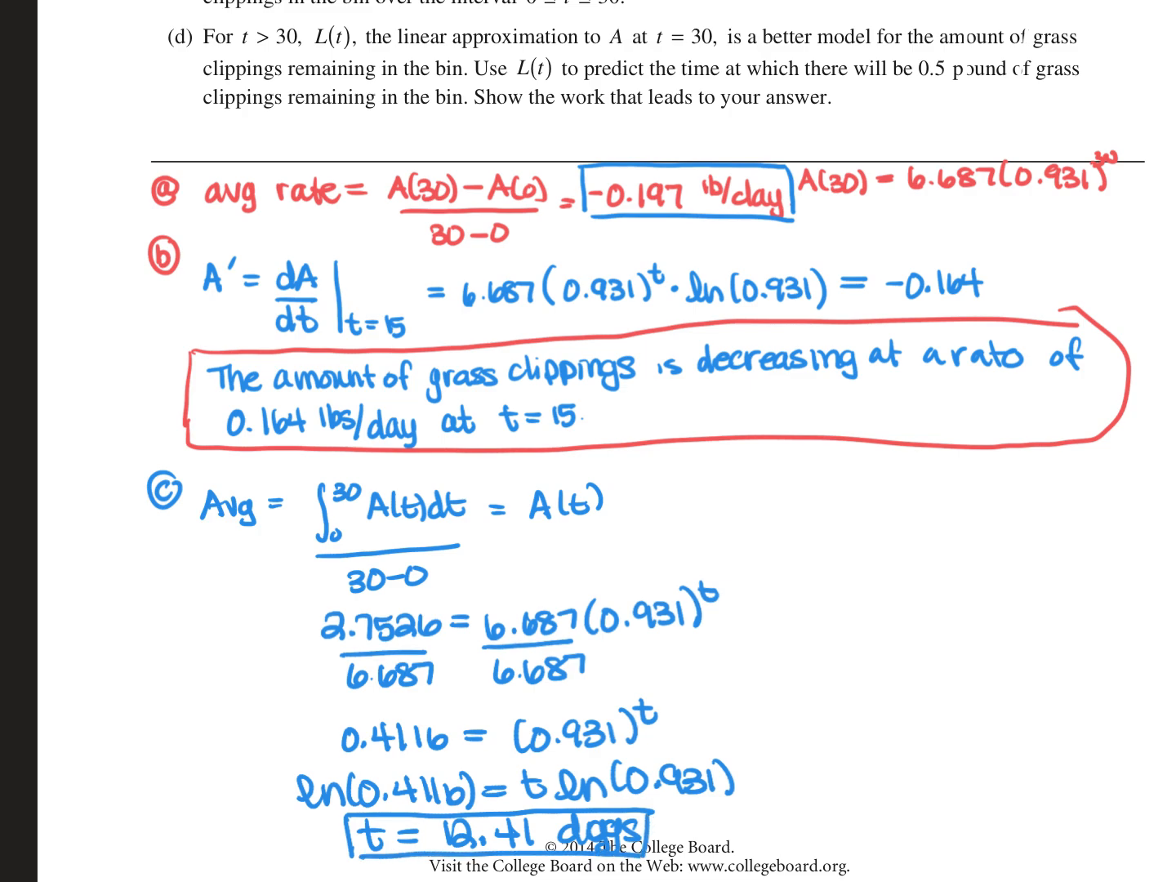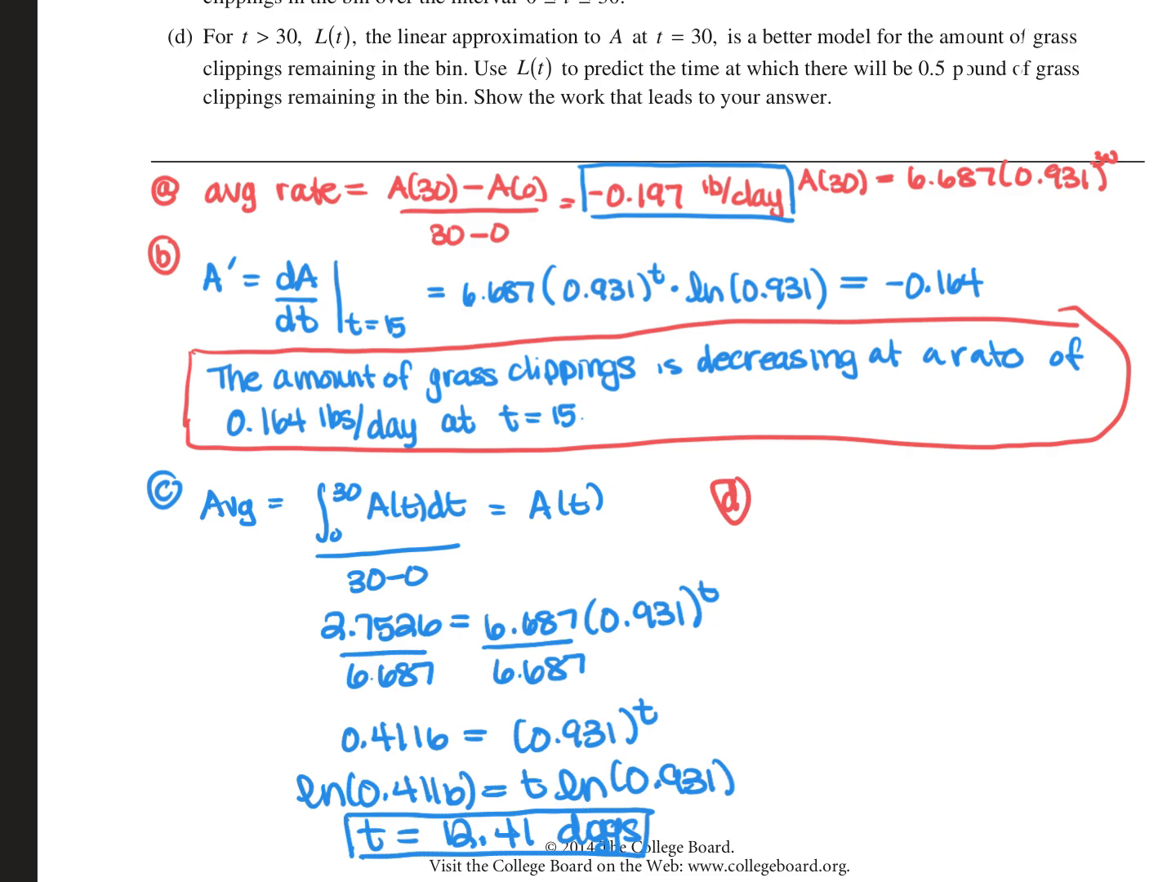And then the last part of the problem is part D. It asks for a time bigger than 0 at which the linear approximation at time equals 30 is a better model for the amount of grass clippings remaining in the bin. Use L of t to predict the time at which there will be 0.5 pounds of grass remaining in the bin. Okay, so let's think about what the linear approximation would be. Remember, you have a point, and that would be our initial condition. In part D, we're going to do a linear approximation starting at time equals 30 to predict when there's 0.5 pounds of grass remaining in the bin.